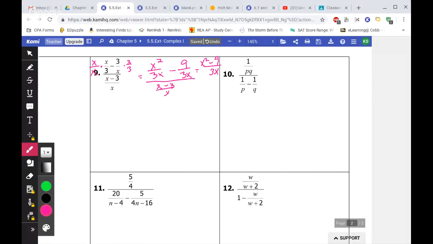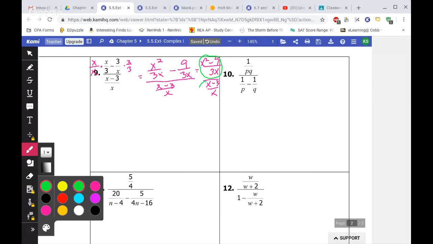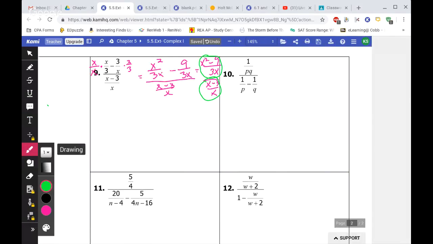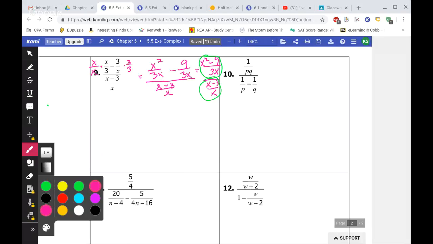Because you're just basically keeping that denominator the same in both situations. I thought writing it this way might be a little clearer. So now we have a single fraction on the top and a single fraction on the bottom. So we can keep flip change. x squared minus 9 over 3x.